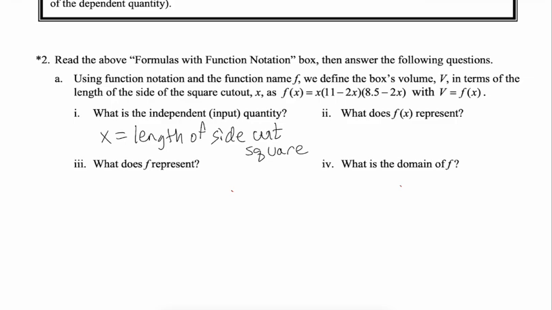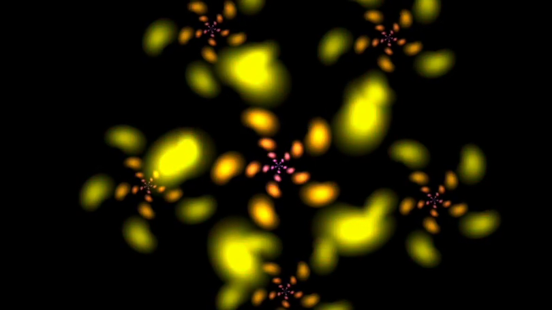Number 2, what does f of x represent? So now we've stuck in some value of x. What does f of x tell us?